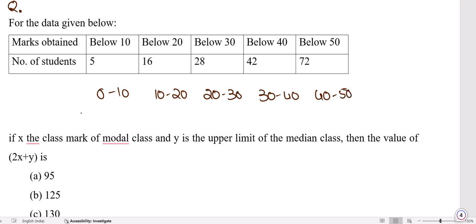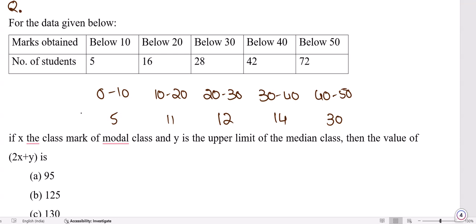Below 10, 5. Below 20 means 16, but 10 to 20 is 11. 5 plus 11 is 16. Overall 16 required. Already below 10, 5 people are there, then 10 to 20 means 11. And here we have 12 people, 20 to 30 is 12. 28 minus 16, simple. Then 42 minus 28, 14, is what? 30 to 40. And this is 30.